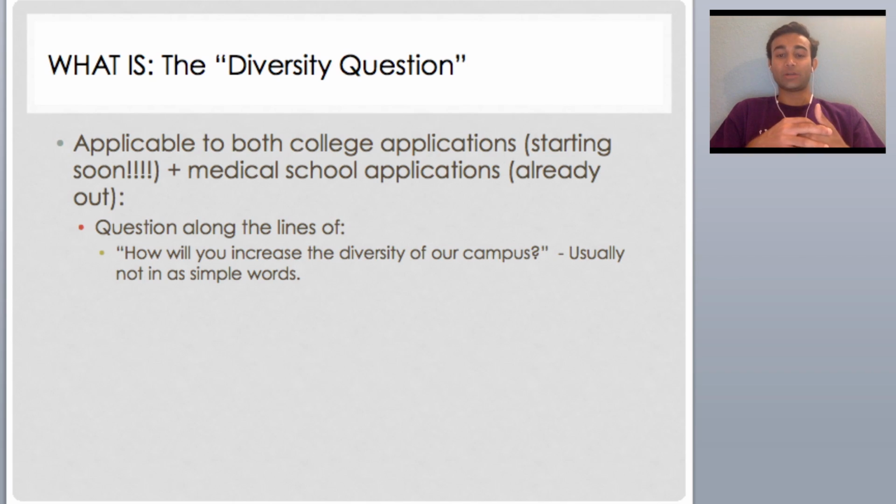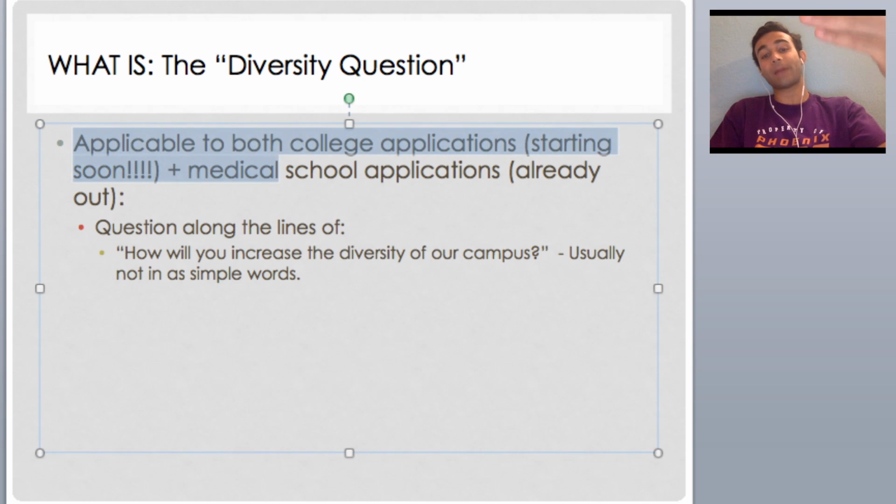What is the diversity question? Well, as I mentioned to you already, the diversity question is applicable to both college apps, which are starting soon. I think they're starting in August or maybe even September. And this question also applies to med school applications, which are already out. What exactly is the diversity question? That's the number one question you probably have.